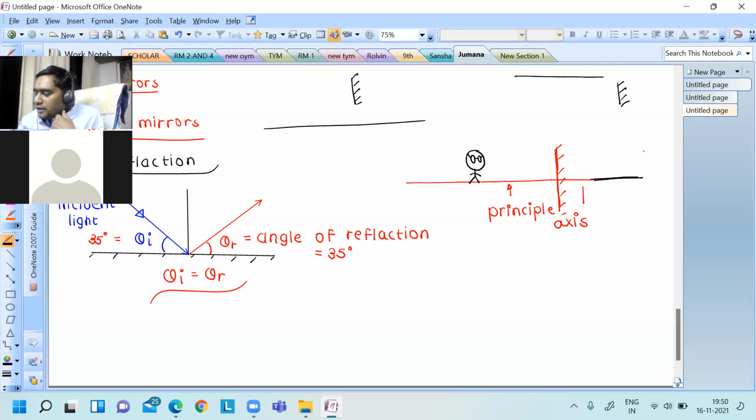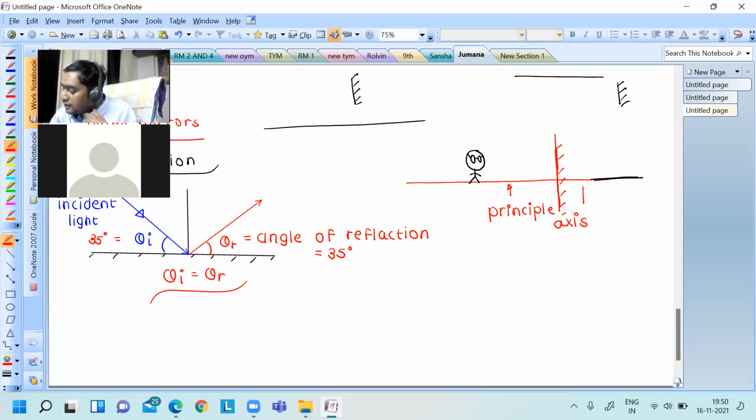But how will it be the same? That is our question. So if I draw a parallel ray from this head, it's a 90 degree angle of incidence, we can say that. So our angle of reflection is also going to be 90 degrees. So it will just reflect back. So we can say that at this 90 degree angle of incidence, our light ray will retrace its path. Can we say that?